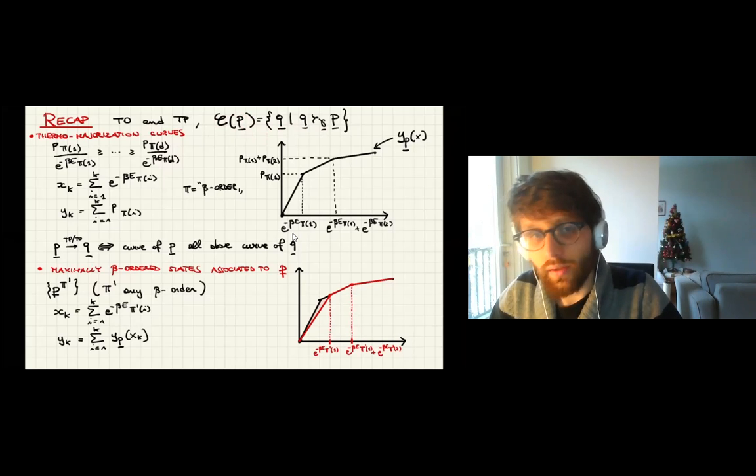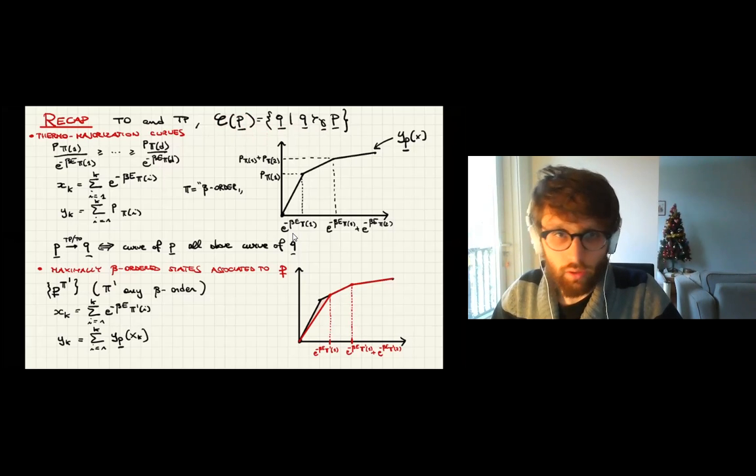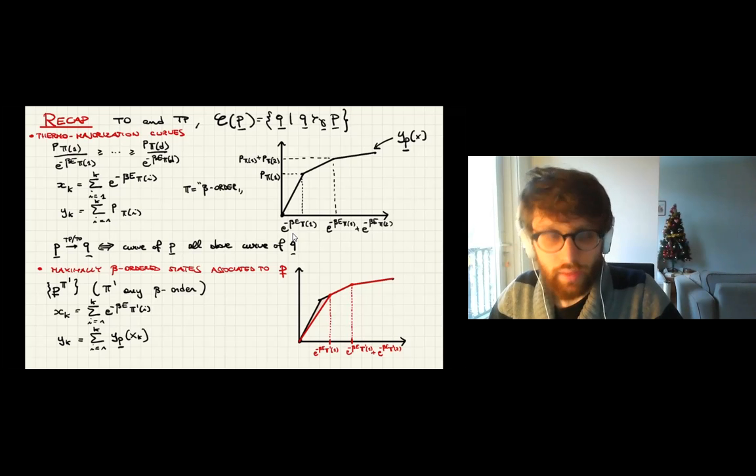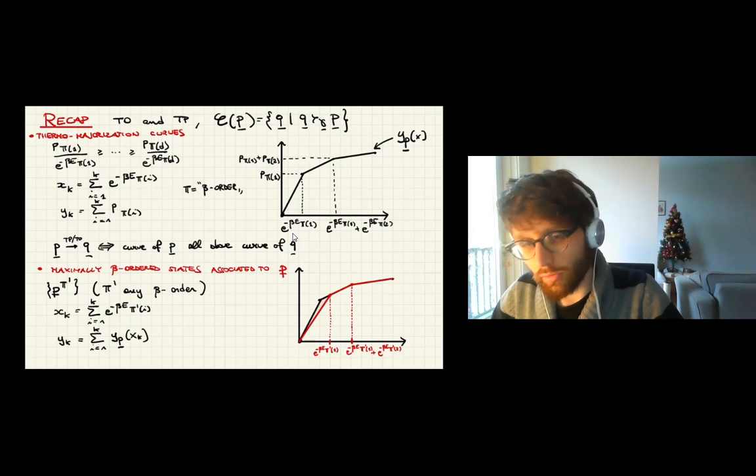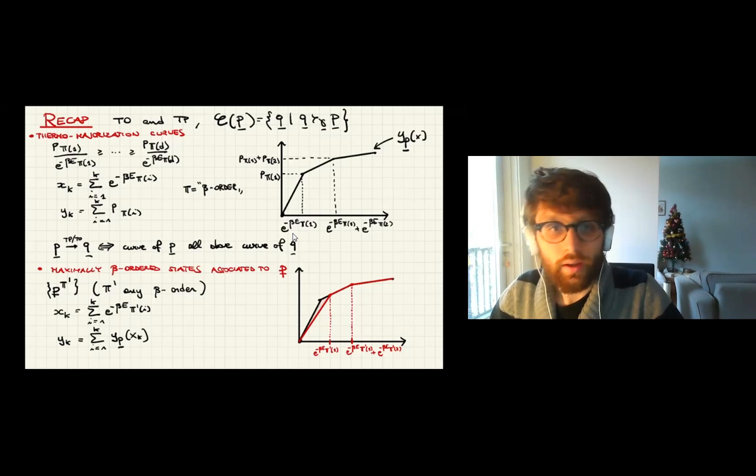We saw that these thermalization processes contain a lot of different kinds of physical models, from more standard thermalizations to, for example, the Jaynes-Cummings model.